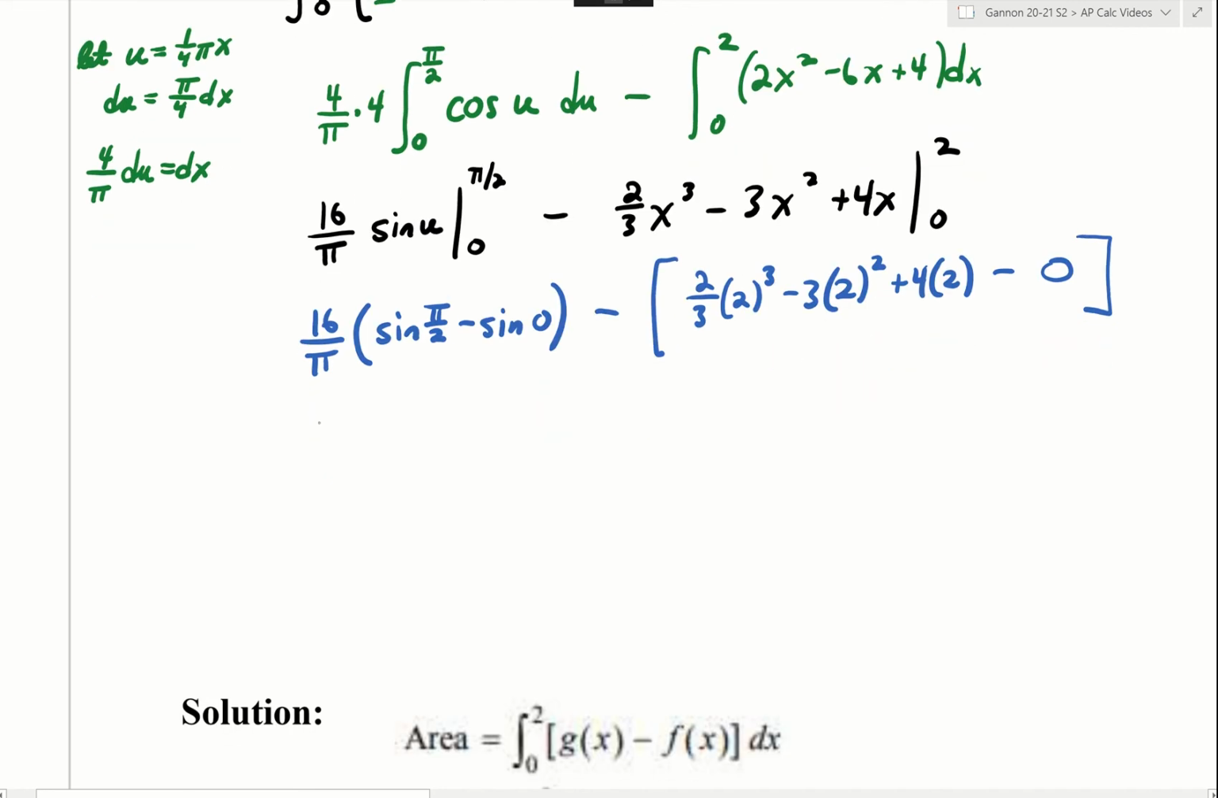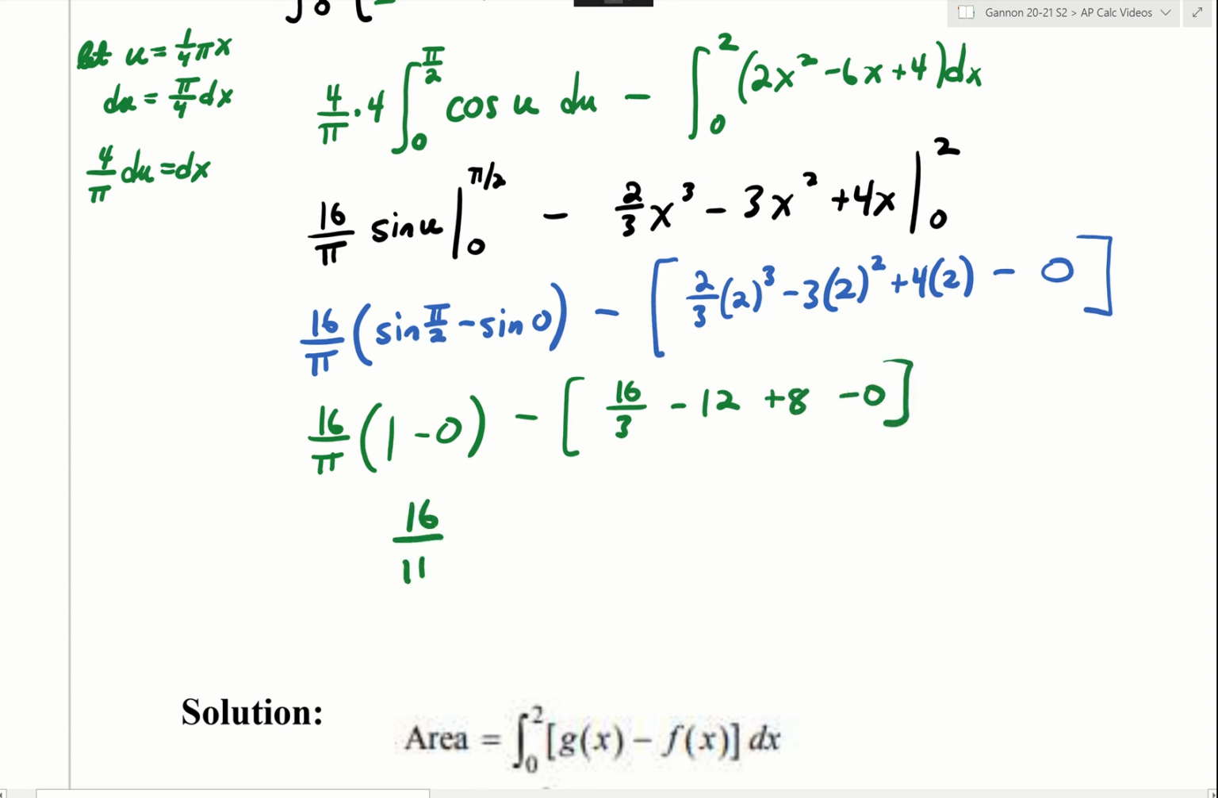All right, at that point, let's keep simplifying this down, see what we come up with. We've got 16 over pi. Sine of pi over 2 is 1. Sine of 0 is 0. And then minus, all right, 2 cubed is 8 times 2. That's going to be 16/3. 2 squared is 4 times -3. That's -12. Plus 8, and then minus 0.